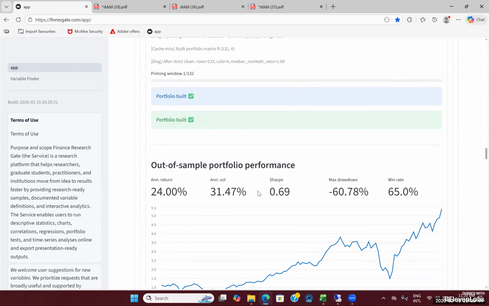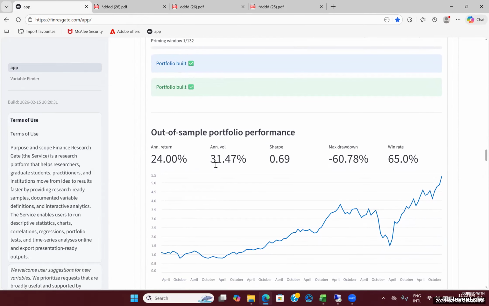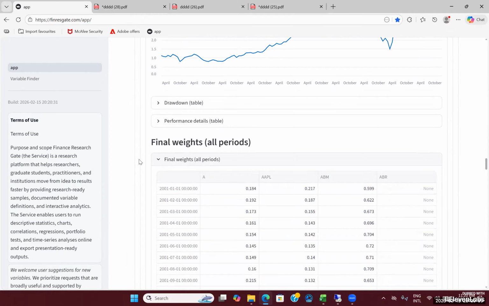The portfolio has been successfully built. This is the out-of-sample performance. Sharpe ratio is nearly 0.7. The annual return achieved was 24%. The corresponding annual volatility measured 31%. These results are actually quite favorable, especially considering we only incorporated 4 individual stocks into our analysis.